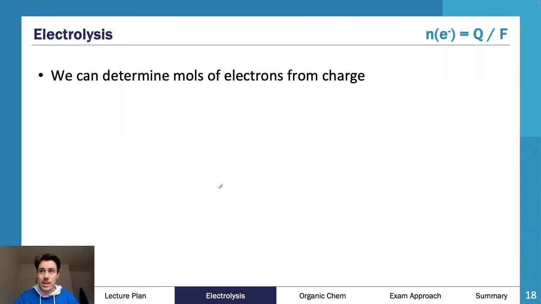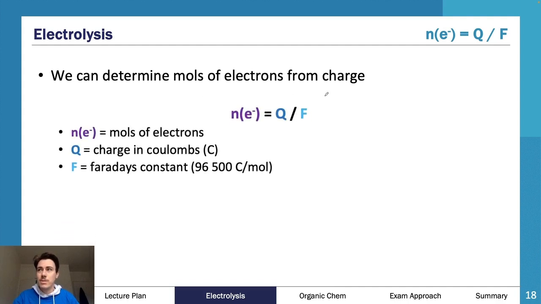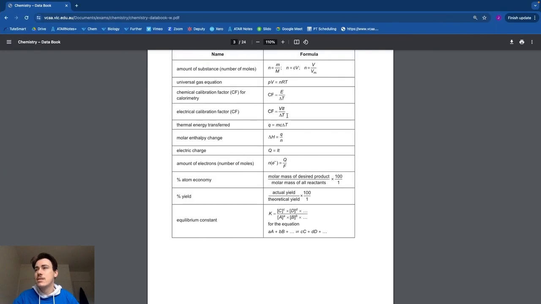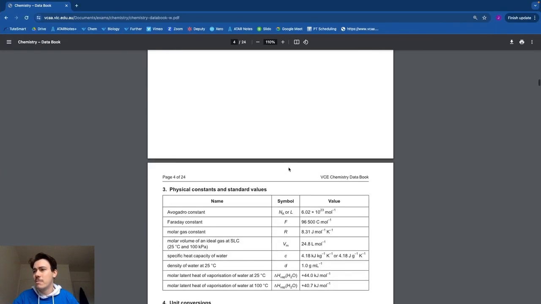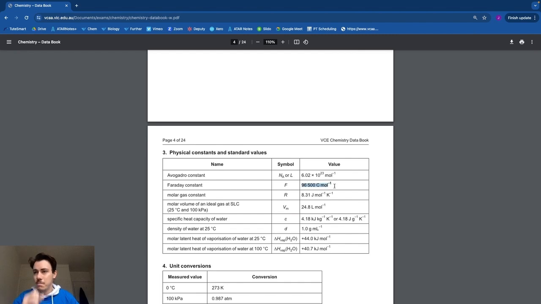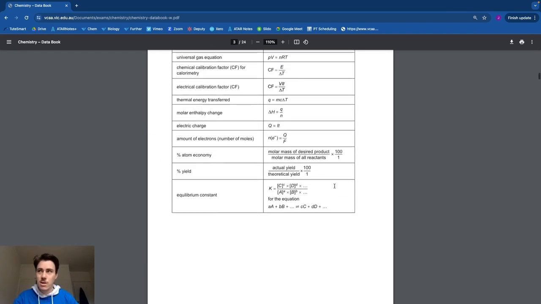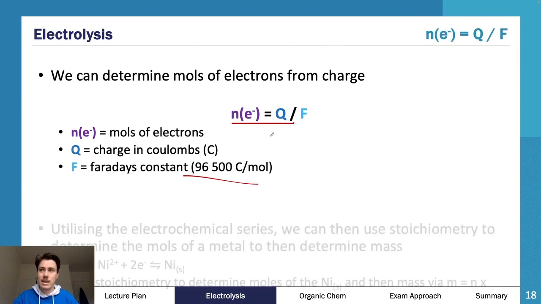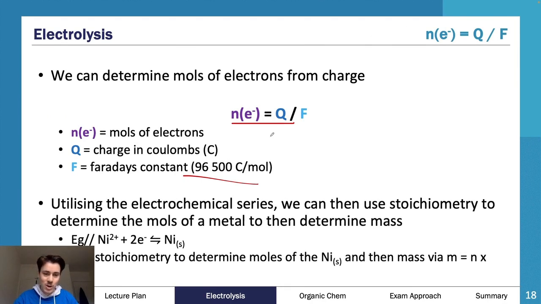But again, how does this relate to mass? So we determine the moles of electrons by going moles of electrons equals Q divided by F. Again, super important stuff. You need to remember this. That is a must. Yes, you will find that in the data booklet, but nonetheless, you need to know it. It's just something you need to know off the top of your head. You can't be stuffing around in an exam trying to find it in your book.